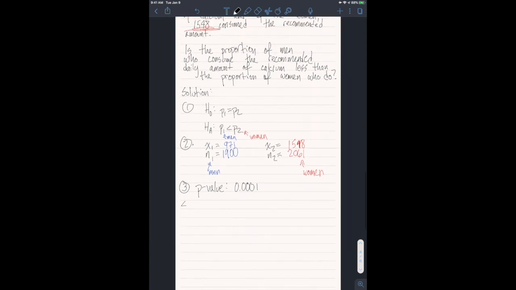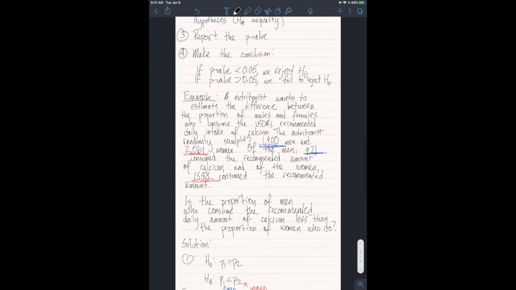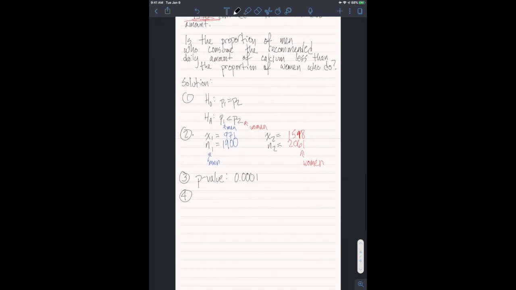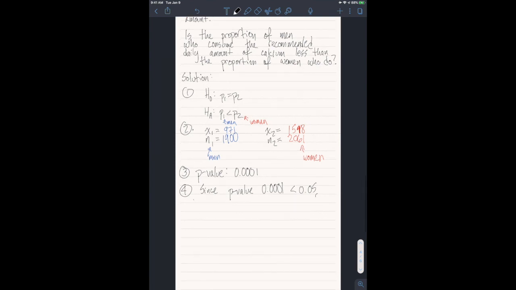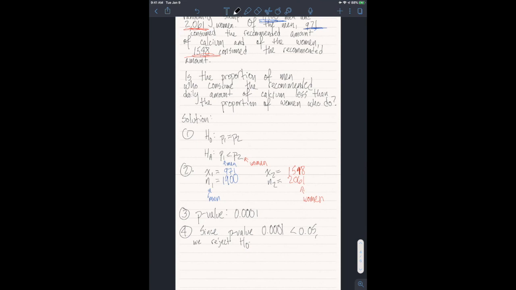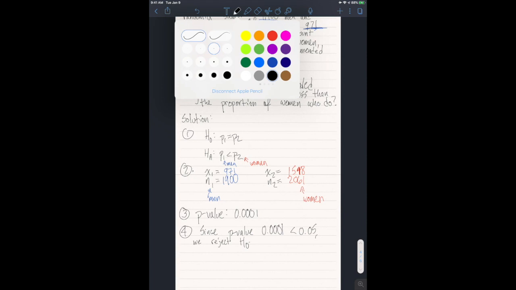Step 4 is to make our conclusion, right? If the p-value is small, so since the p-value 0.0001 is less than 0.05, just like before, when our p-value is small, we reject the null hypothesis. So, answering the question now, this is what usually trips students up. Is the proportion of men who consume the recommended daily amount of calcium less than the proportion of women who do?